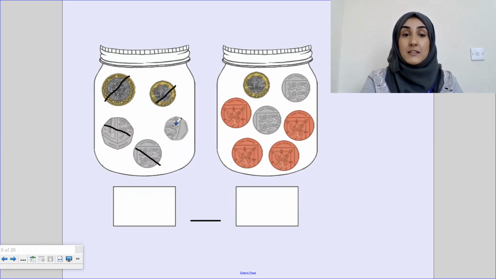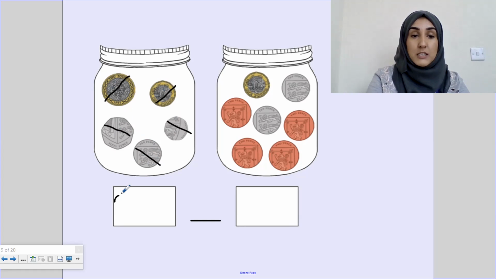Add on 20 pence. Oh, that was actually bigger than that one, but never mind. I've lost my train of thought. Let's start again. That was £2. Add one more pound is £3. Add 50 pence is £3.50. Add on 10 pence is £3.60. And add on 20 pence is £3.80. Well done.